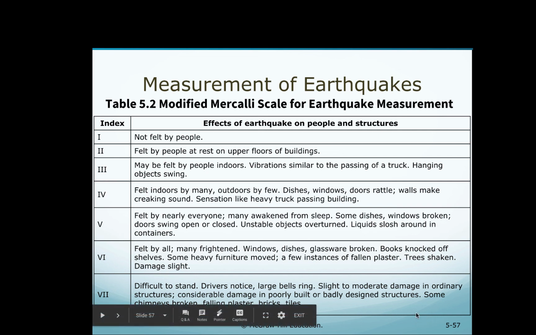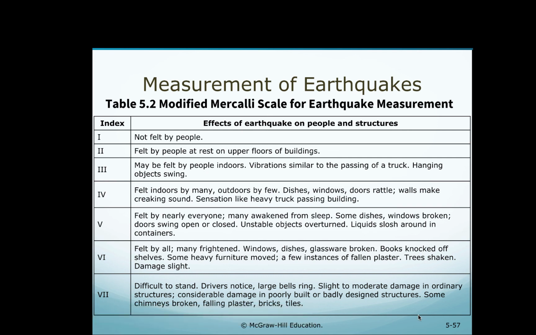Magnitude 7, it would be difficult to stand. Drivers would notice. Large bells ring. It would be slight to moderate damage in ordinary structures.